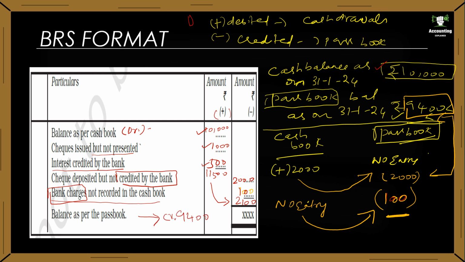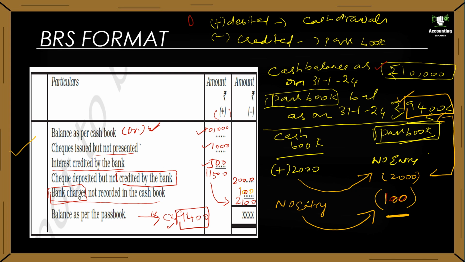It is credit, because cash book and passbook are like mirror images. When the cash book has a debit balance, passbook will have a credit balance. Now we have got 9,400. That is what the balance given by the bank also. So now our BRS is correct and we have entered all the missed out entries both in the cash book and the passbook, and we have finished the reconciliation. This is how we have to do the reconciliation.